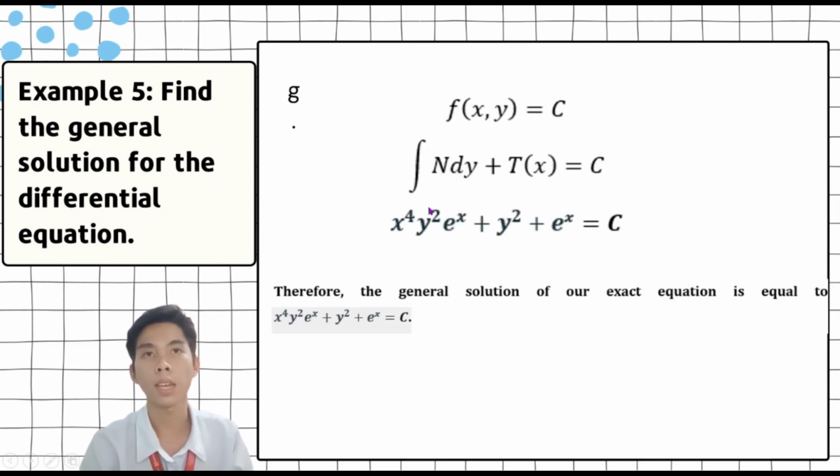So we can now get x raised to the power of 4 y squared e to the x plus y squared plus the value of our t of x, which is e to the x, is equal to c. Therefore, the general solution of our exact equation is x raised to the power of 4 y squared e to the x plus y squared plus e to the x is equal to c. Therefore, this is the general solution of the given differential equation using the exact equation.